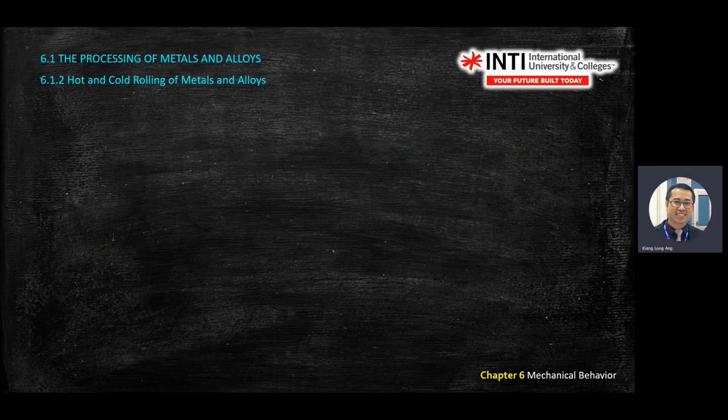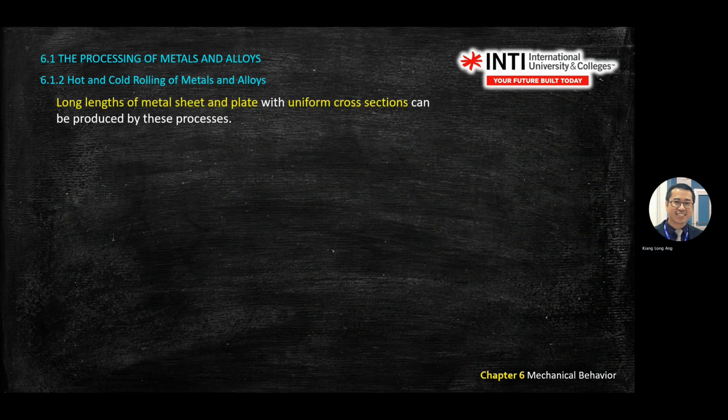Then we introduce you to the second method of processing metals, called rolling. You have two types of rolling. One is hot and one is cold. Normally when we do rolling, the end product is a plate, a metal sheet. You roll, right? If you're good at cooking, you have a roller, which means you make the dough become thin, right? So it's the same process in metal rolling.